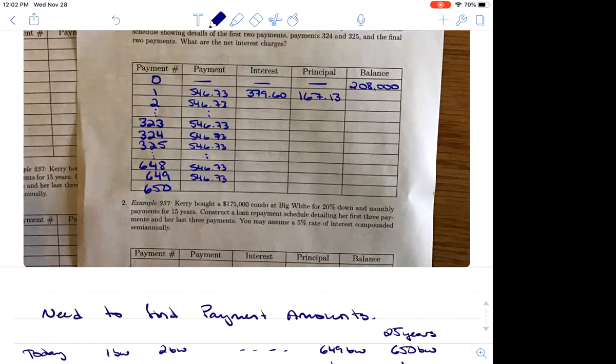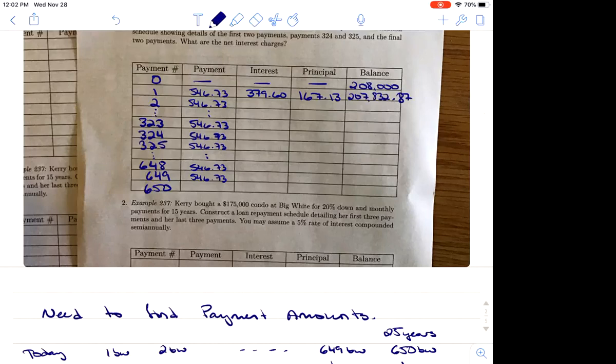But we have to update our balance, right? And so 208,000 minus $167.13, our new balance, 207,832.87. This is going to take forever. 25 years.